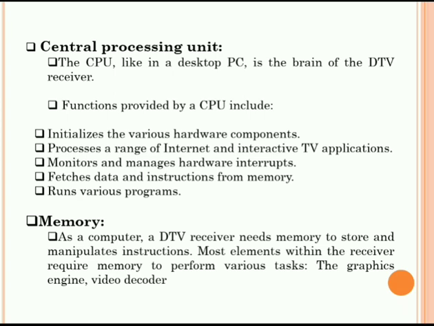The functions provided by the CPU are initializing the various hardware components present in the receiver circuit of the television. It processes a range of internet and interactive TV applications, and monitors and manages the hardware interrupts. It fetches the data and instructions that were stored in the memory, and it runs various programs from that memory. That is the use of the central processing unit, the heart of the DTV system. The purpose of using it is to initialize a number of components, fetch the data and instructions from memory, and run various programs. Now we will see what is the purpose of memory.